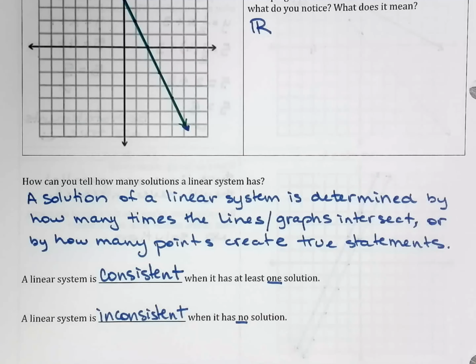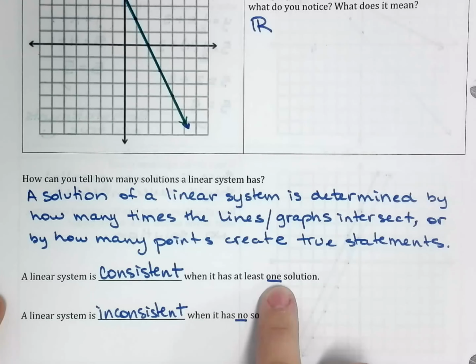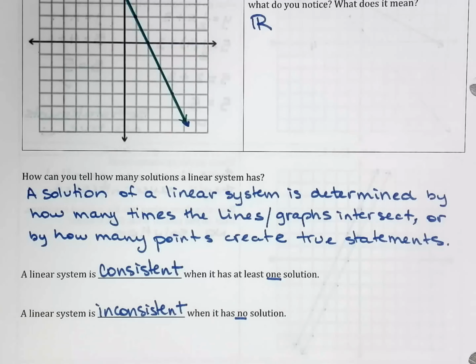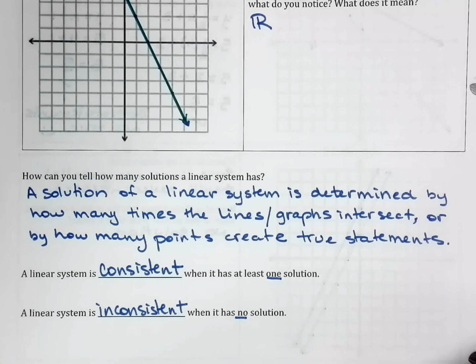Well, it has to do with how many times the lines or the graphs intersect. So if they intersect only once, that means you only have one solution and the linear system is consistent. If the lines are parallel or they never intersect, that means there's no solution to that system and it's inconsistent.